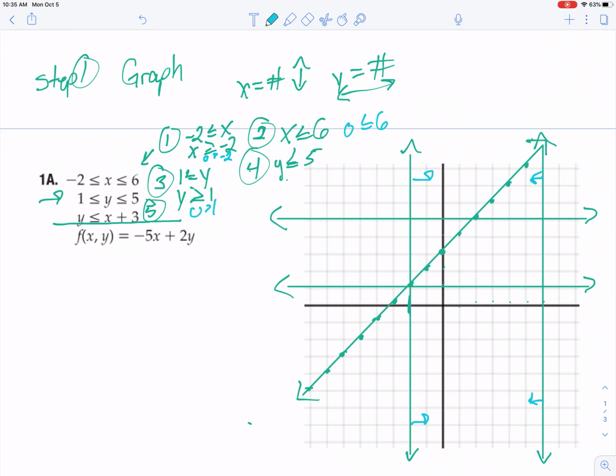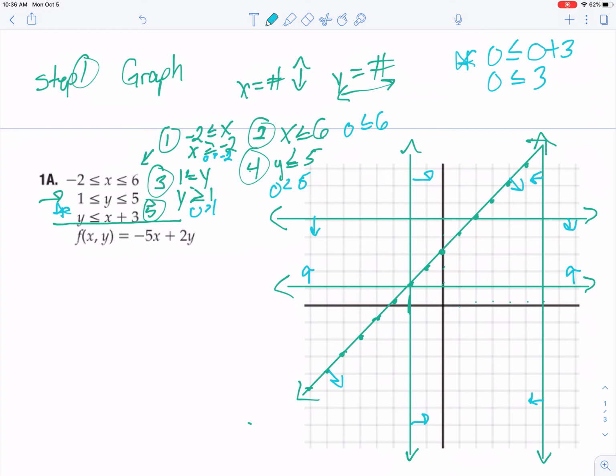Is 0 bigger than 1? The answer is no, so shade away from 0. Is 0 smaller than 5? The answer is yes, so it shades down. And last but not least, I'm going to have to do this one all the way up here. Kind of running out of room here. 0 is less than or equal to 0 plus 3. And so is 0 smaller than 3? And the answer is yes. So I do get to shade down.